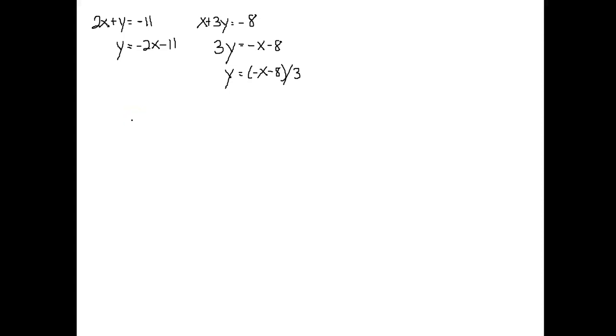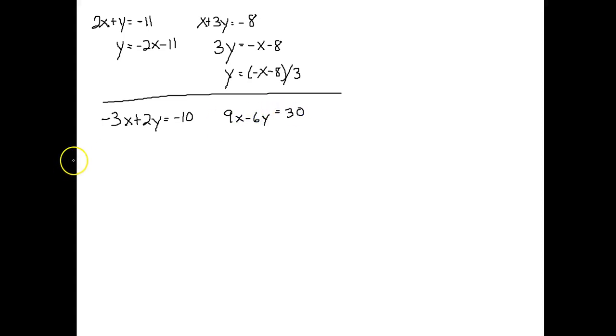Let's look at some of the others. Negative 3x plus 2y equals negative 10. We did that one earlier. That was the one with the infinite solutions. I just want to show you what these look like on the graphs. And we had 9x minus 6y equals 30. Okay, so first equation, we're solving for y.